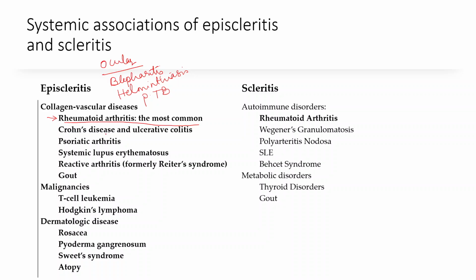So these are all rare conditions that can have episcleritis as a presenting feature, whereas with scleritis, more often than not they have a systemic association with an autoimmune disorder, and rheumatoid arthritis is the most common cause of scleritis. Vaginous granulomatosis forms a very important systemic association because it can be life-threatening if not treated adequately. Then the others are polyarthritis nodosa, SLE, Behçet syndrome and metabolic disorders.